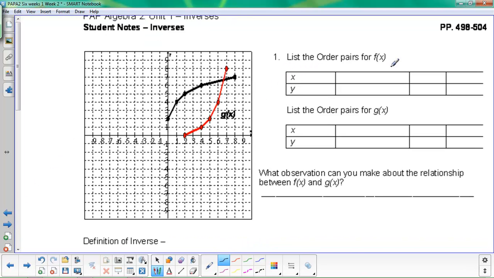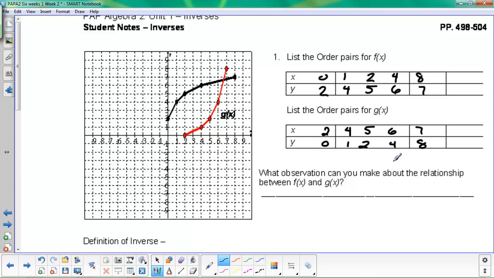Alright, listing the ordered pairs for f of x, we will start with (0, 2), (1, 4), (2, 5), (4, 6), (8, 7). Listing the ordered pairs for g of x: (2, 0), (4, 1), (5, 2), (6, 4), (7, 8).